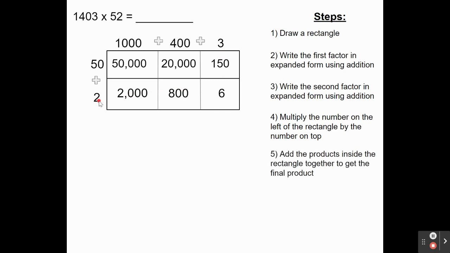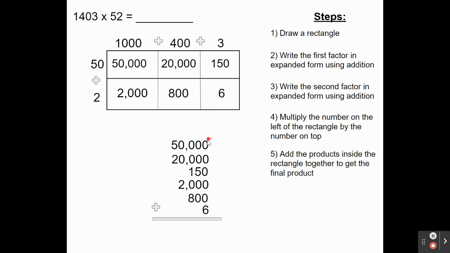Lastly, we're going to add all the products together to get our final product. So we're going to just add all the numbers that are inside these rectangles. So we'll add 50,000 plus 20,000 plus 150 plus 2,000 plus 800 plus 6.